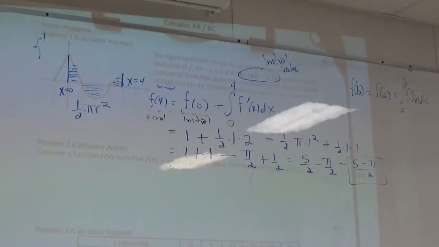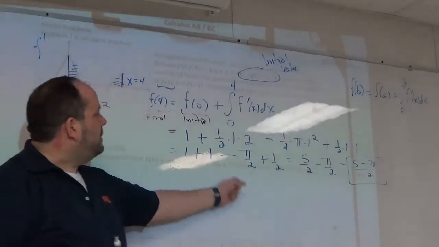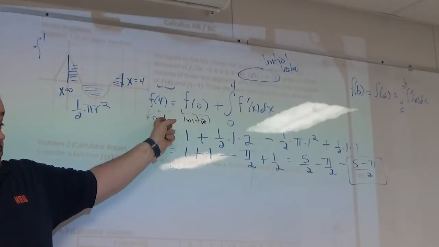And that would be your final answer. That 5 minus pi over 2 represents f of 4, the value that I was after.